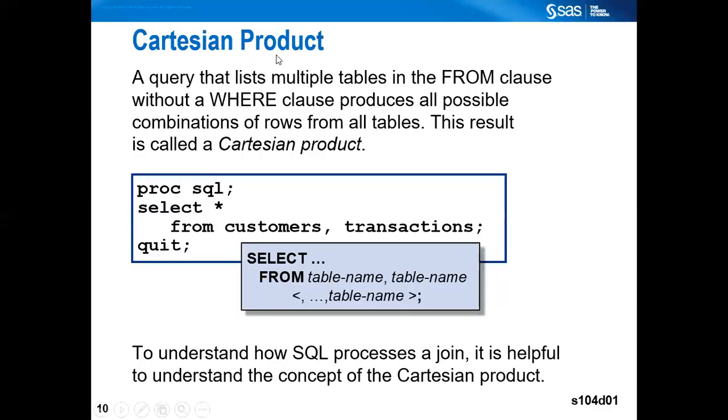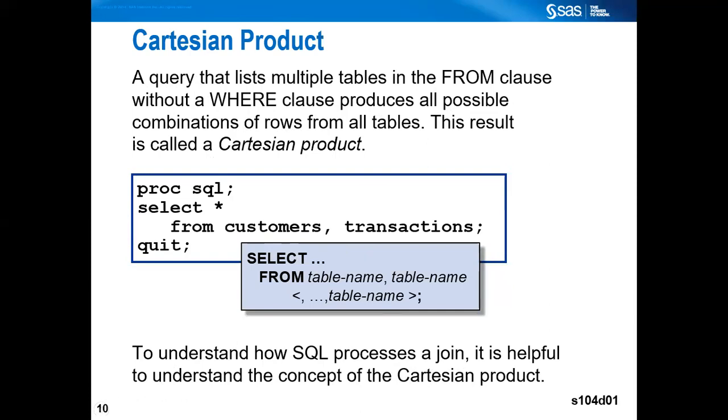Basically, what is a Cartesian product? A query that lists multiple tables in your FROM clause without a WHERE clause produces all possible combinations of rows from all the tables. This result is called a Cartesian product. To understand how SQL processes a join, it is helpful to understand the concept of the Cartesian product, which we have already seen.